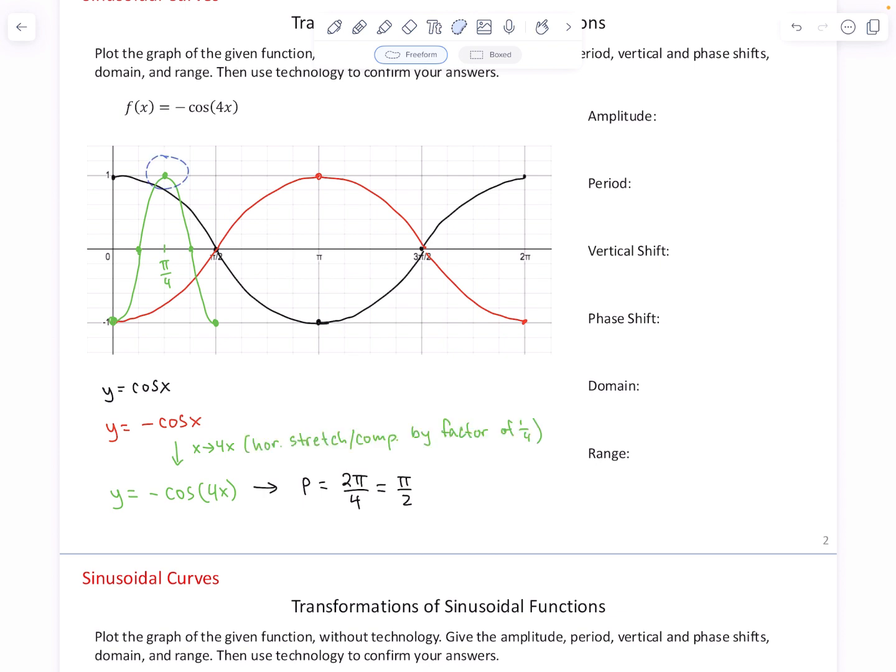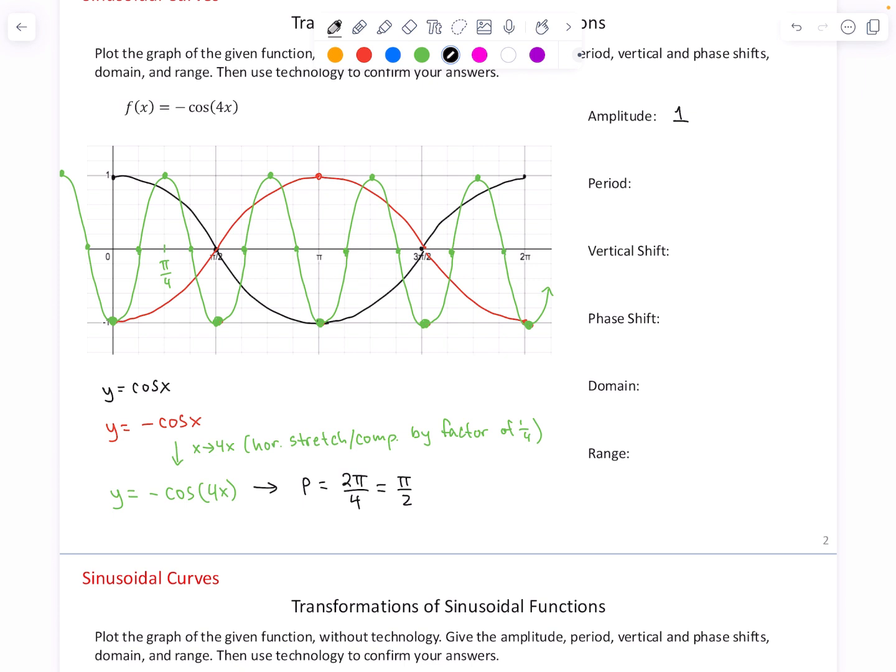Notice that the maximum of the green and the maximum of the red is still 1, and the minimum of the green and the minimum of the red is still negative 1. That's not changed. But then the green wave repeats itself. So all my answers now are going to be based off the green graph. The amplitude is still 1, because we only go 1 unit above and below the bin line. The period is now pi halves. We simply use this formula, period is 2 pi divided by k, where k was 4 in this case. The vertical shift, there was none, nor was there a phase shift.